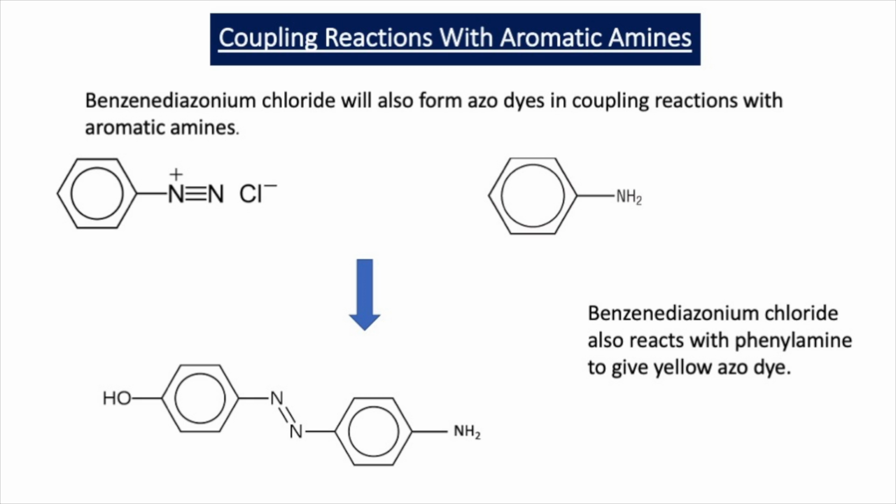Now it's also possible to have coupling reactions between benzene diazonium chloride and aromatic amines. And once again you form an azo dye with this azo group. So here we have benzene diazonium chloride and the aromatic amine phenylamine. A coupling reaction takes place and the triple bond between the nitrogen breaks to form a double bond, and a bond forms between the nitrogen and the phenylamine. Now this azo dye that's produced is a yellow azo dye.